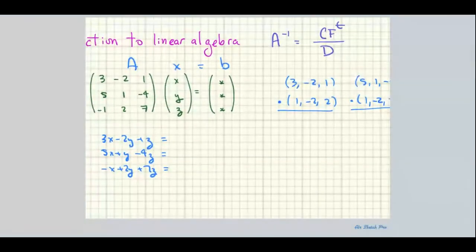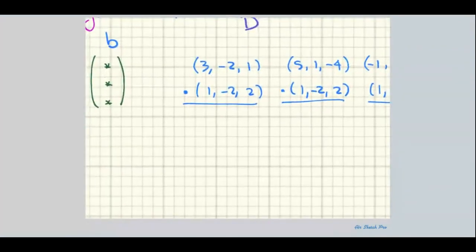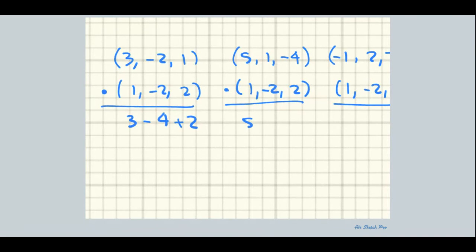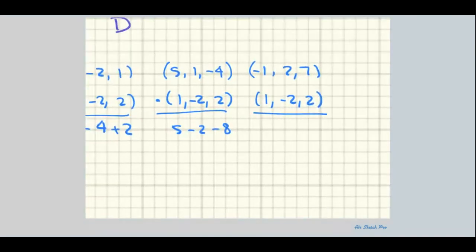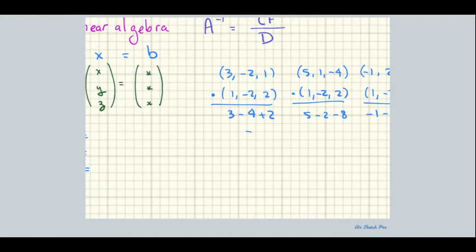Okay, so here we go. I am going to pick a solution. X is -1, Y is -2, Z is 2, and I'm going to calculate those stars. The dot product for my chosen solution, 3 minus 4 plus 2. 5 minus 2 minus 8. -1 minus 4 plus 14. There we go. And what are those numbers? That's -1, right? 5 minus 4, that's +1. Yeah?